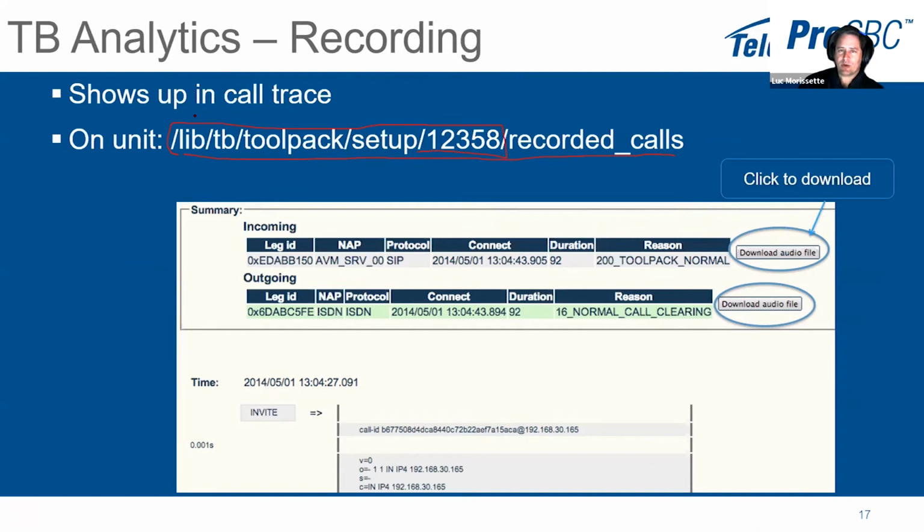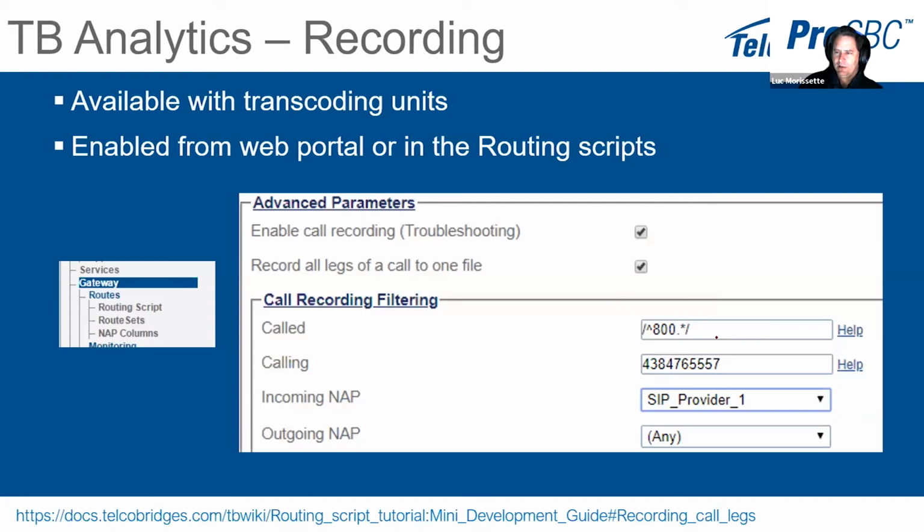If it was recorded, it will also show up in the call trace, and you will see download audio file, and you can download the recordings from both legs that were done. When you select recording from the gateway application like this, it will automatically record all the calls that match these rules, and they will be stored on the disk. So you need to either retrieve them or remove them at some point. Otherwise, they will be overwritten in the system.